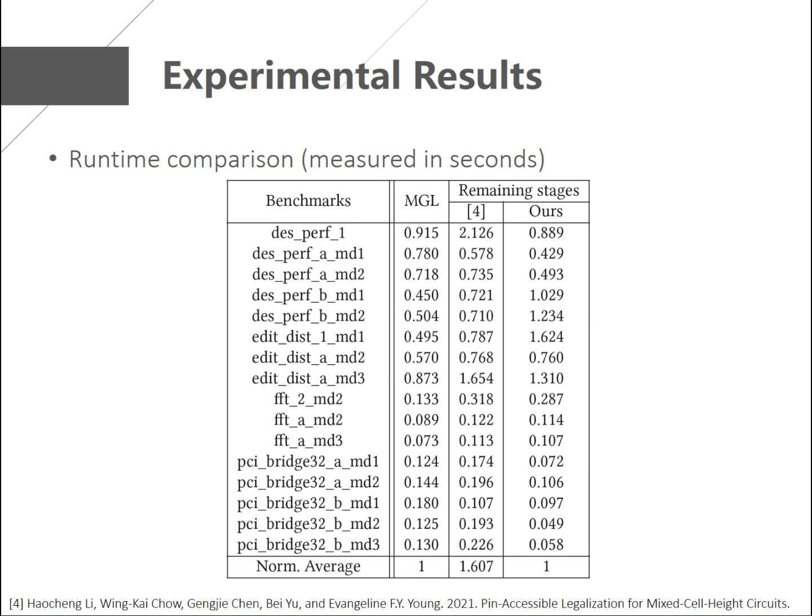Also, our proposed approach is highly efficient. We compare our runtimes with those by Reference Paper 4 on our machine. Both Reference Paper 4 and our approach use MGL as preprocessing stage. Column 2 shows the runtime of MGL for each benchmark. Column 3 and column 4 show the runtime of the subsequent stages of Reference Paper 4 and our approach. We can see that our subsequent stages are about 60.7% faster on average.